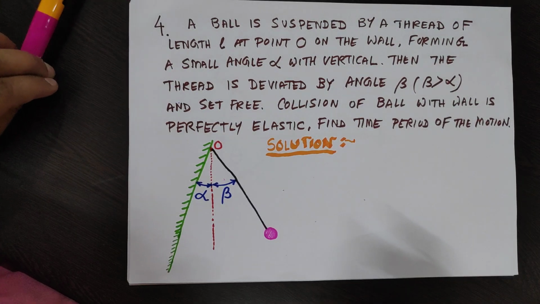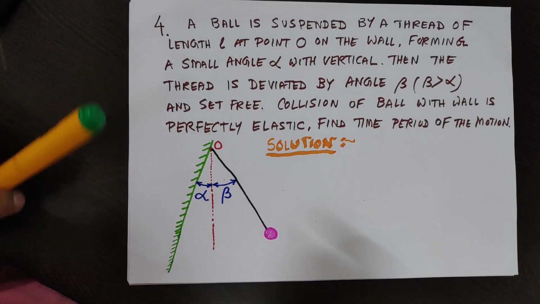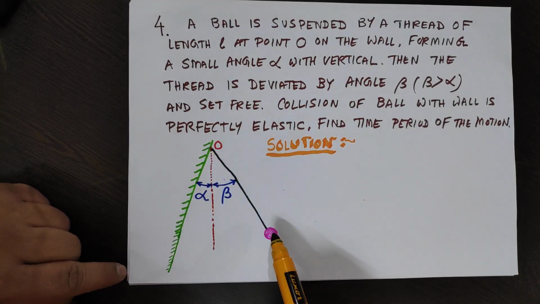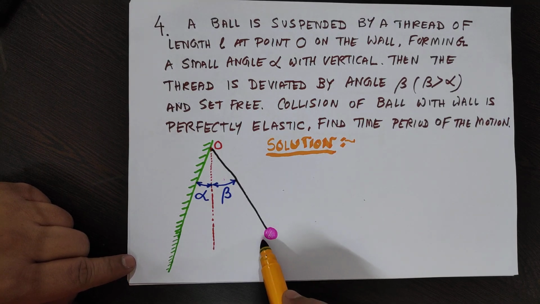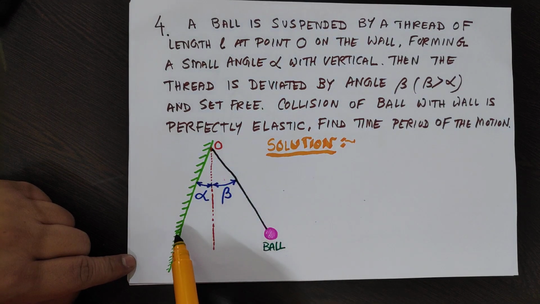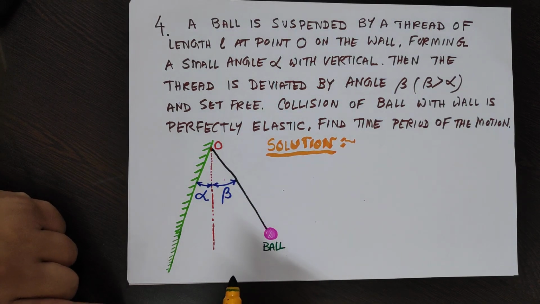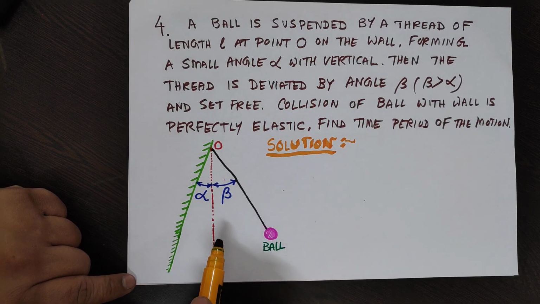Now see this problem. A ball is suspended by a thread of length L at point O. Here it is, a ball is suspended by the thread at point O, and there is a wall. Now this should be the mean position of the ball, and it's pulled.